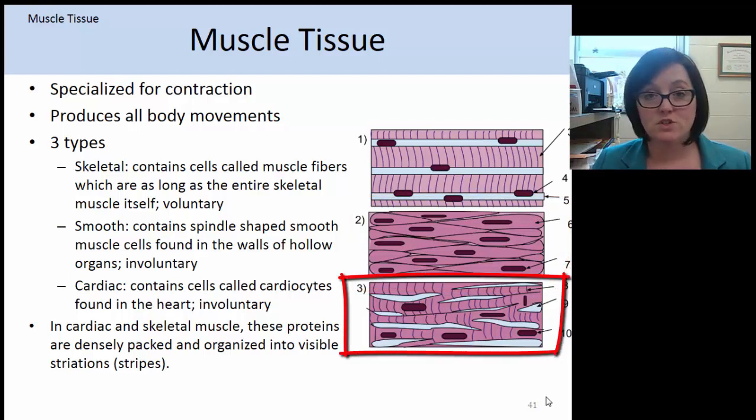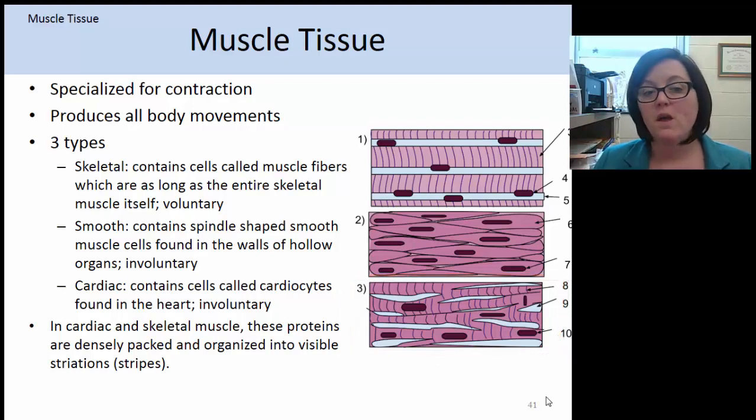And then there's cardiac muscle tissue. Cardiac muscle tissue is composed of cells called cardiocytes or myocardiocytes, and it's found exclusively in the heart. Cardiac muscle tissue is involuntary, like the smooth muscle, which means we can't consciously control it.